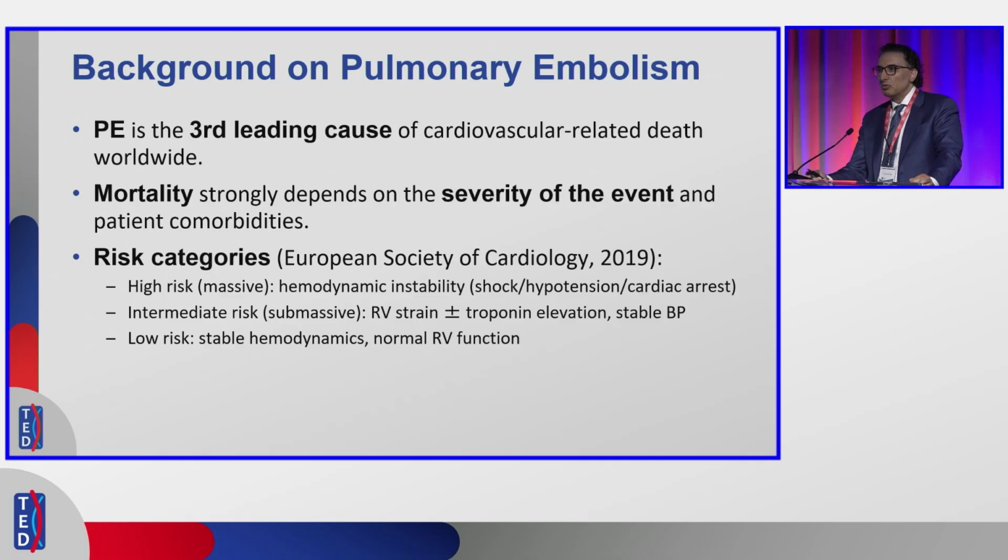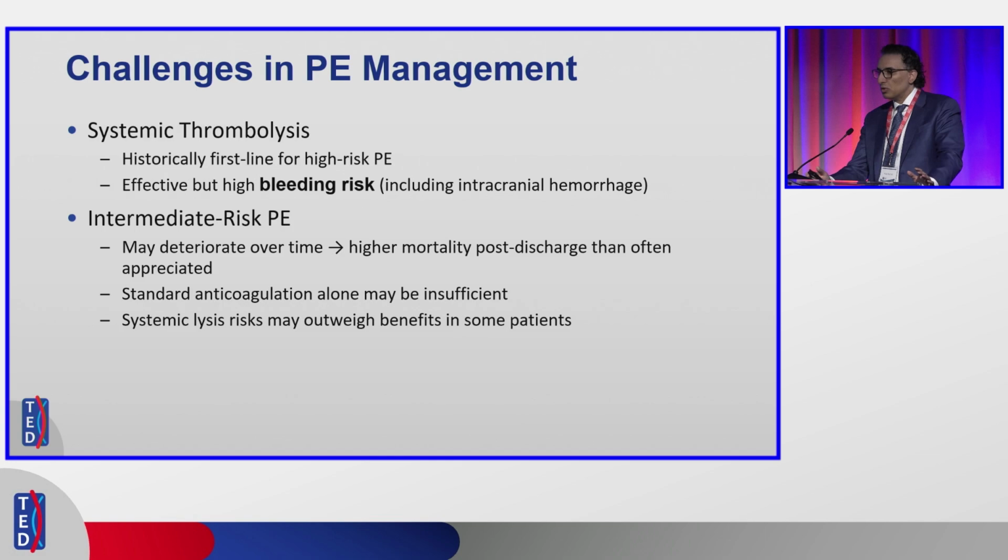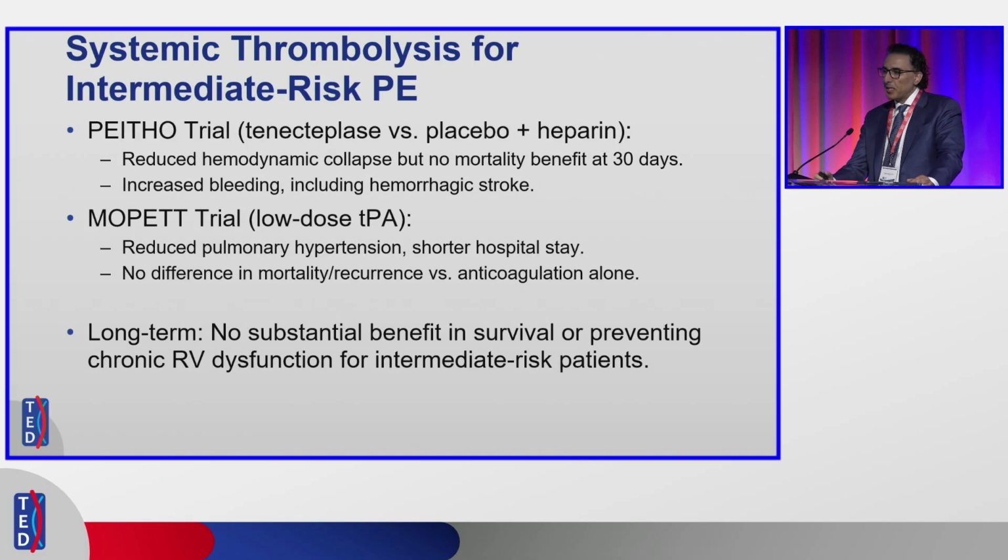So for the high-risk type, unless they have a contraindication, they're going to get systemic thrombolytics. For the low risk, they're going to be started on oral anticoagulation and then discharged. For the intermediate risk, the optimal management is not completely known. However, intermediate risk PE patients have a high 30-day morbidity and mortality, whether it's readmission. And so standard anticoagulation might not be sufficient.